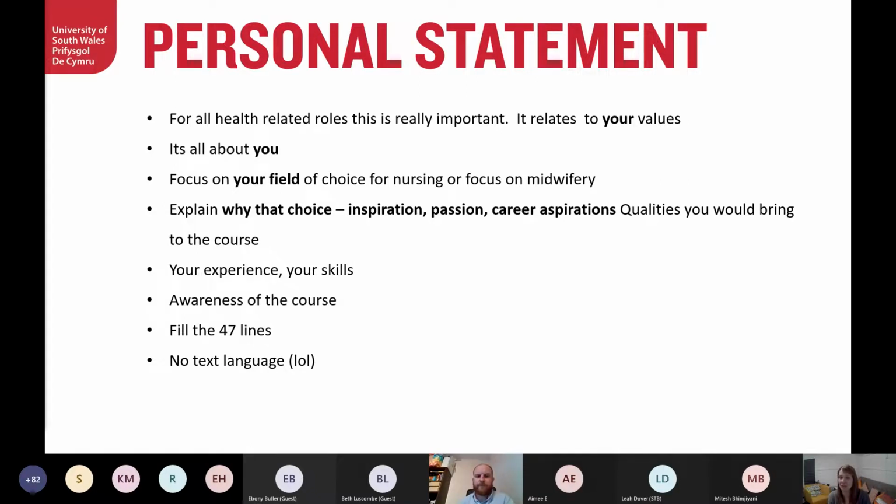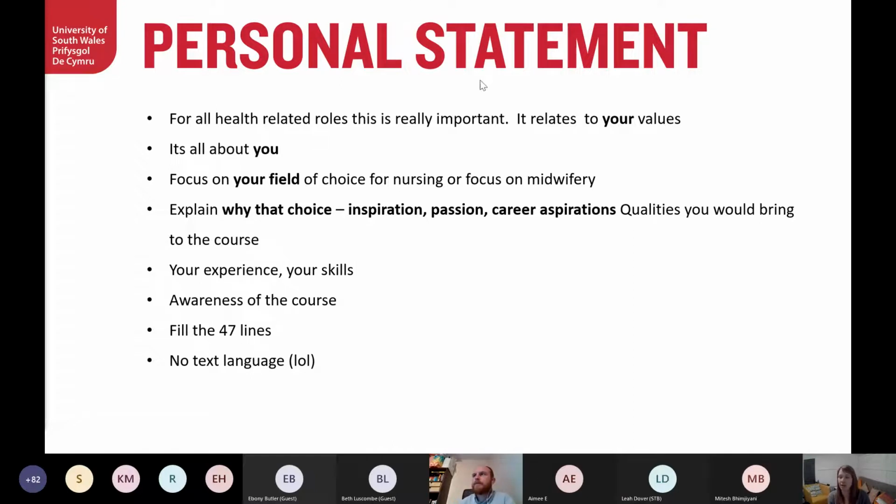Use the 47 lines, because that is going to be the only thing that's going to secure you an interview. And once you've got an interview, you're one step in the door and you have to get through that interview then. So make sure that you do fill that personal statement up.